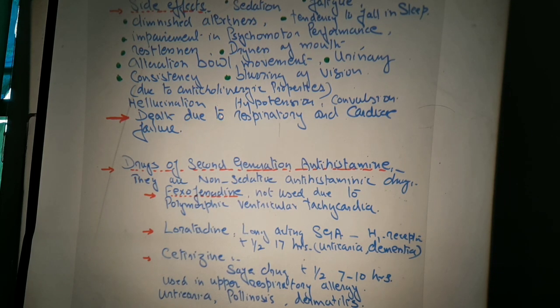Blurring of the vision due to anticholinergic properties, right? Hallucination, you know that hallucination is that condition in which the patient perceives unreal noises. Hypotension, decreased blood pressure, convulsion. Ultimately, death occurs due to respiratory and cardiac failure.